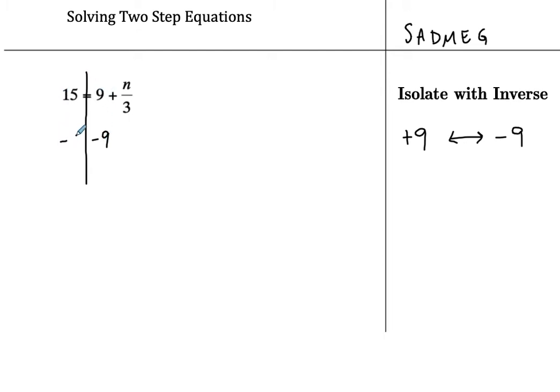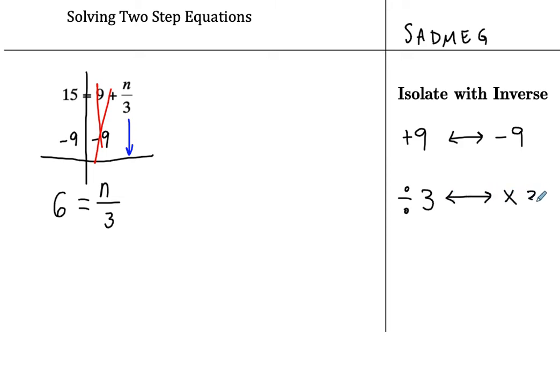So lined up with that 9, I'm going to subtract 9. Whatever I do to one side, I'm going to do to the other side. I'm going to drop down what's left here, because 9 minus 9 is 0, so that cancels out. So I have n divided by 3 is equal to 15 minus 9, that's 6. And now I'm going to undo division. So the opposite of dividing by 3 is multiplying by 3.